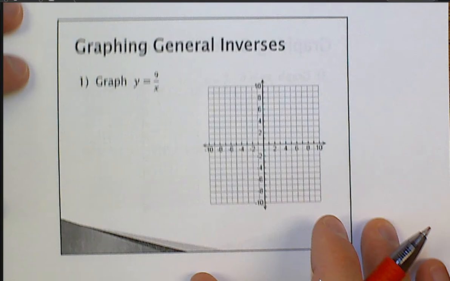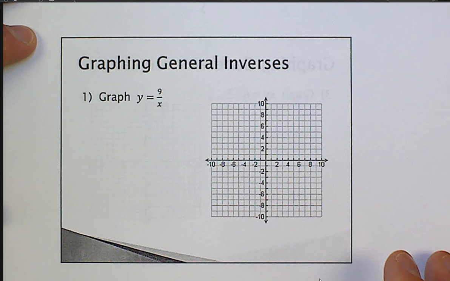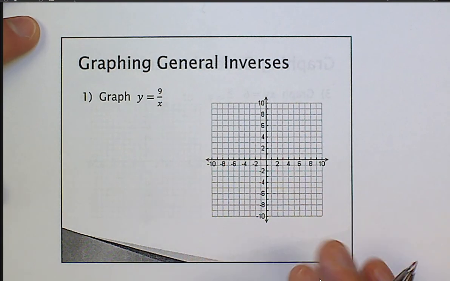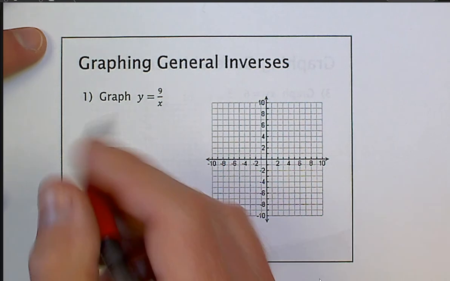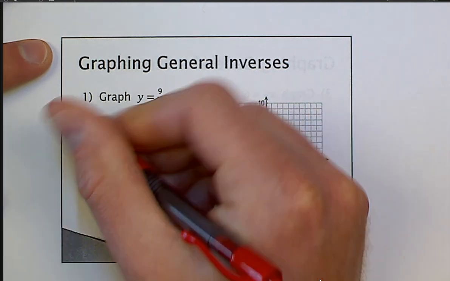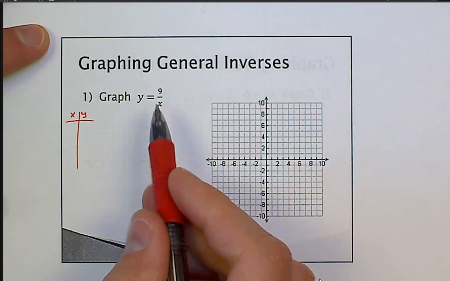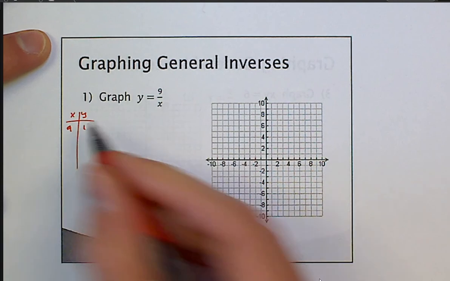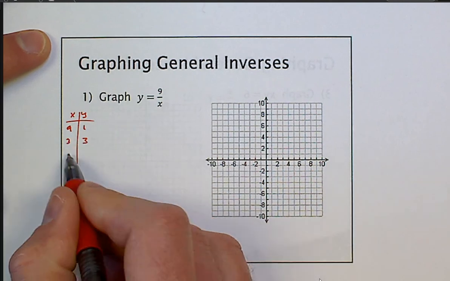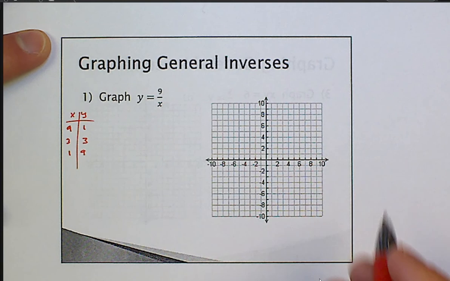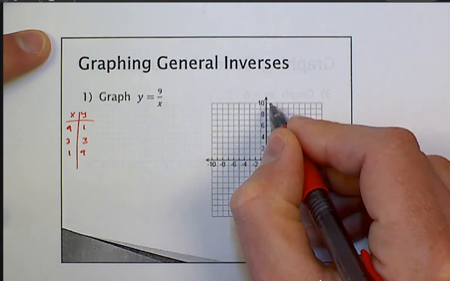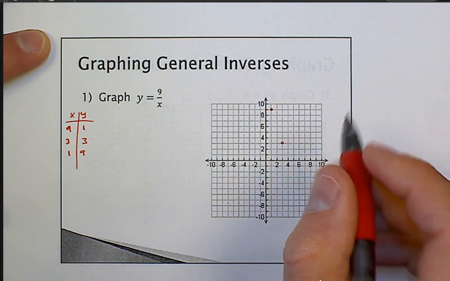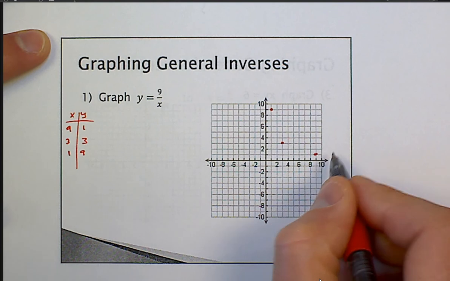So we'll take a look at this first example. I think we've actually done this one before, but I'm just going to review it real quick. There is a longer way to do this and a shorter way to do this. You can always make yourself a t-chart and plug some numbers in for x. So for example, we would plug in something like 9. If we plugged in a 9, 9 over 9 would be 1. If we plug in a 3, we would get 3. If we plugged in a 1, we would get 9. And we could graph those very quickly, right? 1 and 9 would be here, 3 and 3 would be here, and 9 and 1 would be here, and we would get something that looks like this.